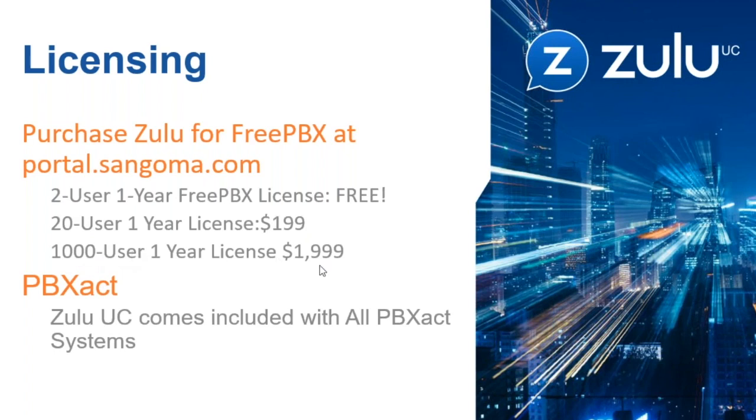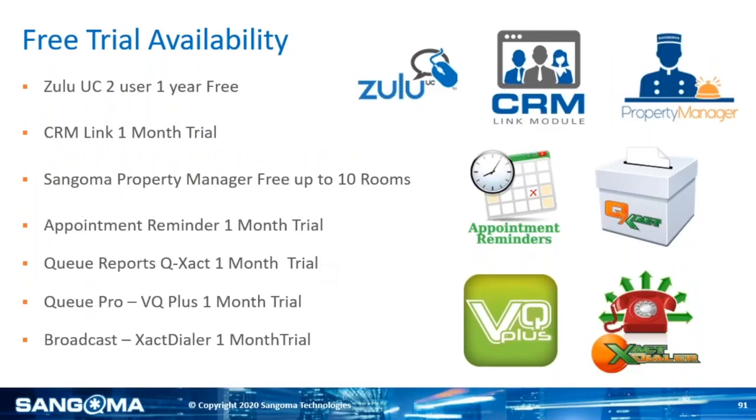And before you ask, Leo, within the chat, if you have 50 users, you're going to stack those 20-user ones. You would go with 3 of those for $597 or whatever the math is there. You don't need to go with the 1,000-user one. You just stack the 20s. And then as it relates to PBXact, which we're about to get into, all of those systems come with Zulu. It is included in the cost.